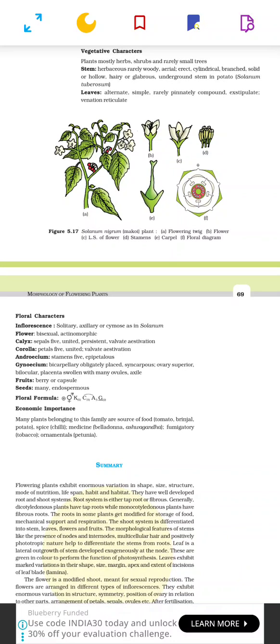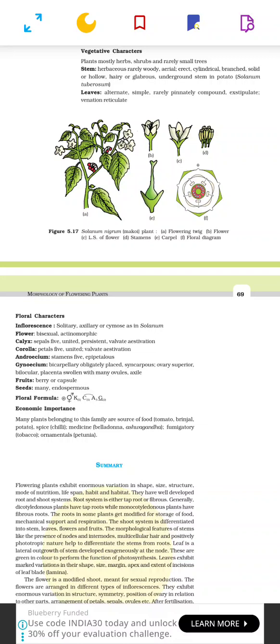Floral characters: inflorescence solitary, axillary or cymose as in Solanum. Flower bisexual, actinomorphic. Calyx sepals 5, united, persistent, valvate aestivation. Corolla petals 5, united, valvate aestivation. Androecium stamens 5, epipetalous. Gynoecium bicarpellary, obliquely placed, syncarpous, ovary superior, bilocular, placenta swollen with many ovules, axile placentation. Fruits are berry or capsule. Seeds are many and endospermous.